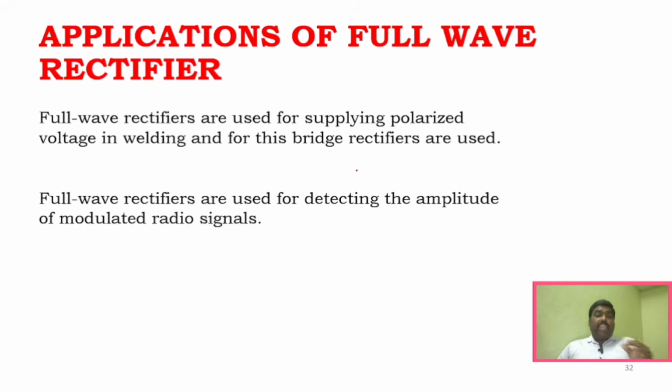Coming to applications of the full wave rectifier, it is used for supplying polarized voltage in welding, and for bridge rectifiers, and also full wave rectifiers are used for detecting the amplitude of modulated radio signals. These are the very important applications of the full wave rectifier, whereas for this particular application bridge rectifiers are mostly recommended.